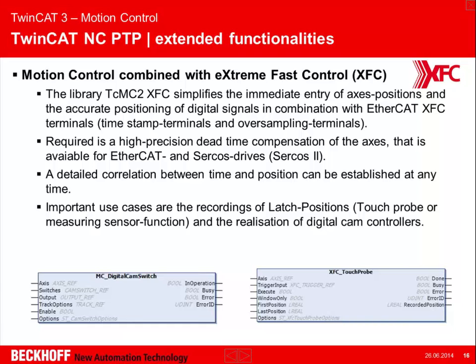The correlation between time and position can always be used. So you measure a time and you get the position of a special axis with special function blocks. This can be used also for some applications behind. So one of the applications behind is touch probe, and so this is for the measurement side. You see on the right side on the bottom the XFC touch probe function block, and it can also be used for realization of a digital cam controller. And on the left side you see MC digital cam switch, which is a cam switch using XFC functionality.